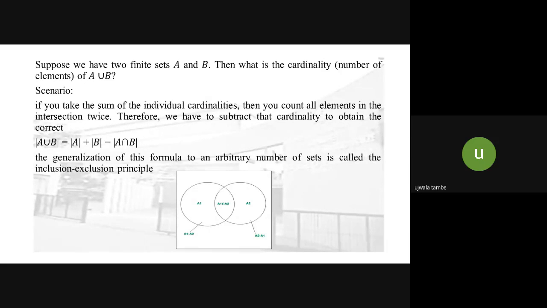Here we have to consider the cardinality of the set, not the actual elements of the set. So what is your answer? Post your answers in the chat box. 7.